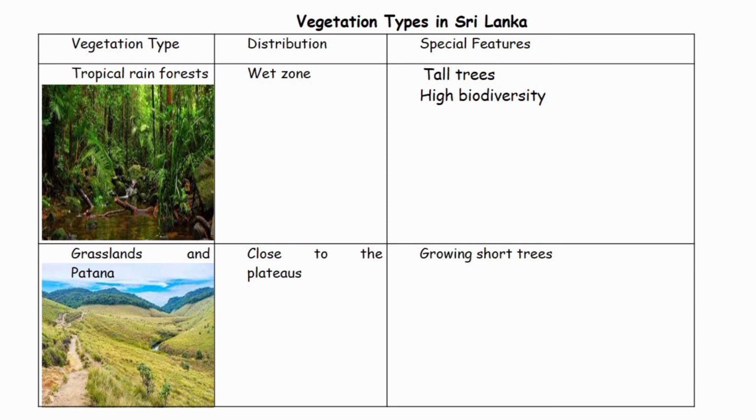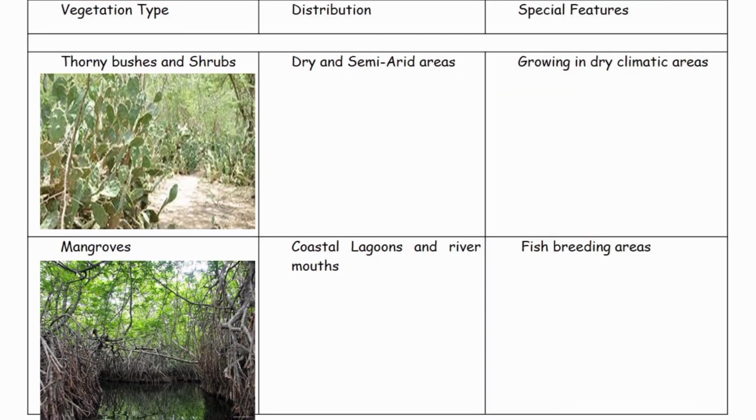Grasslands and patana can be seen close to the plateaus. Short trees grow there. Thorny bushes and shrubs grow in dry and semi-arid areas where a dry climate exists. Mangroves. Mangroves are spread close to coastal lagoons and river mouths. These lagoon areas are suitable for the fishing industry as fish breeding areas.